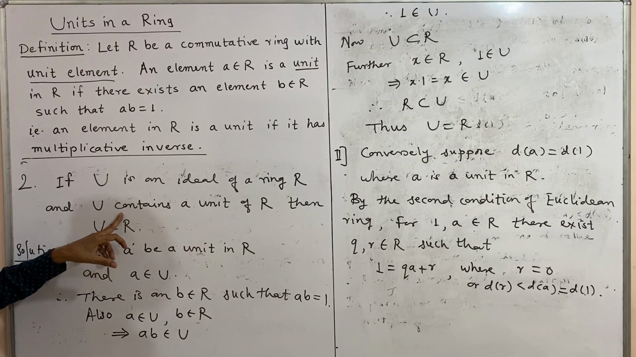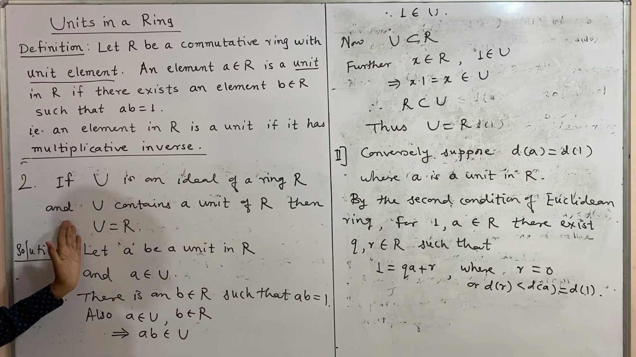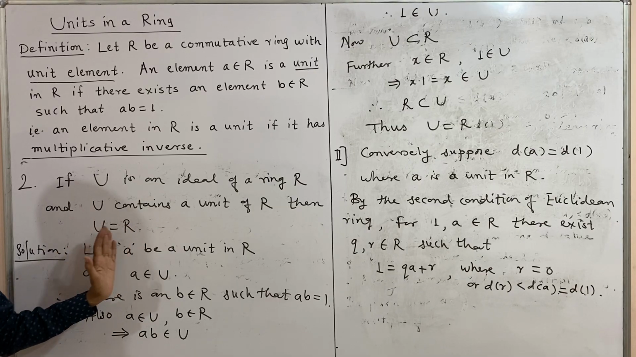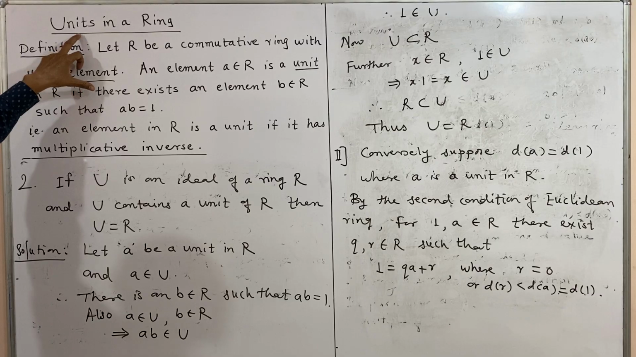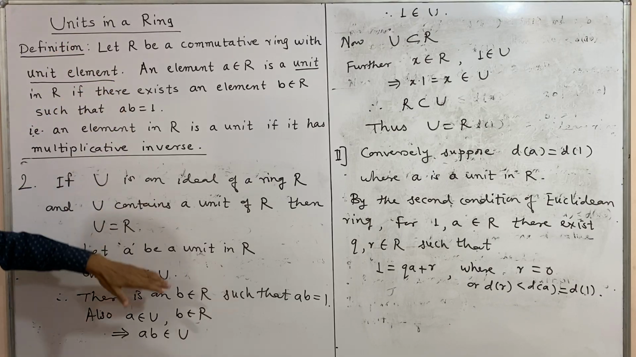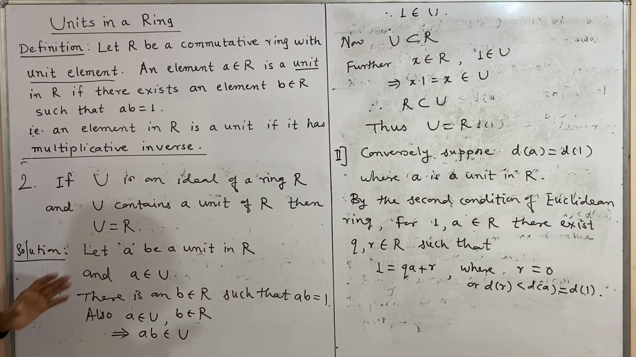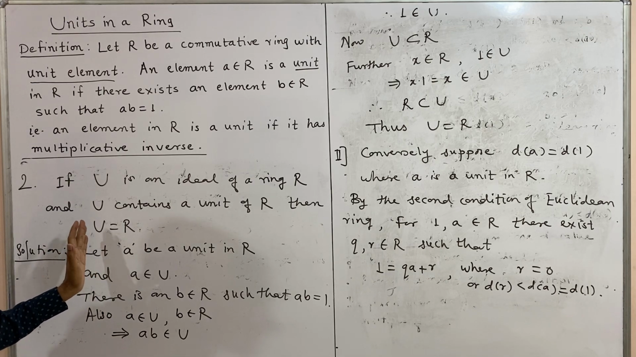If U is an ideal and U contains a unit of R, then the ideal and the ring are equal. So we have studied what a unit in a ring is, some examples and a result, and some problems related to units in a ring.